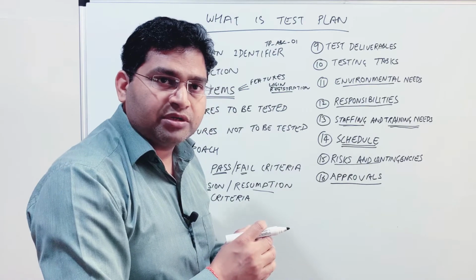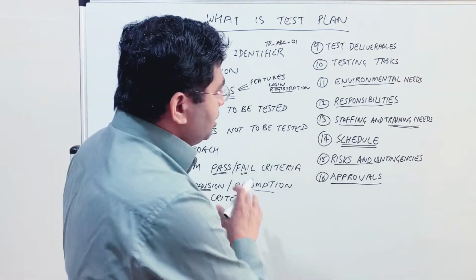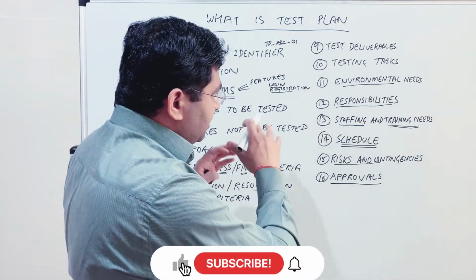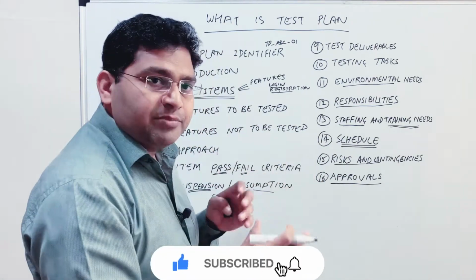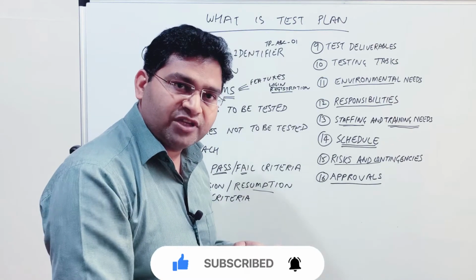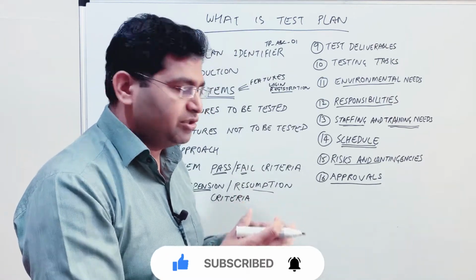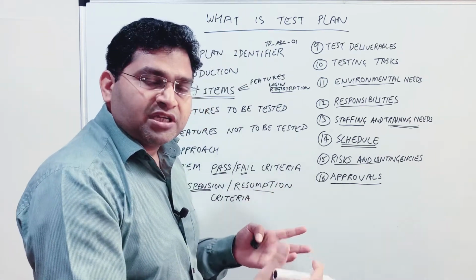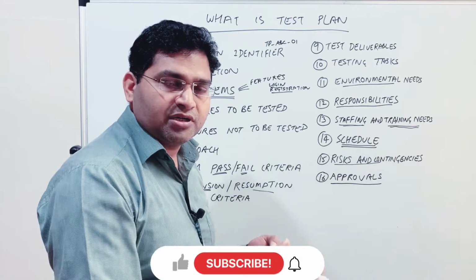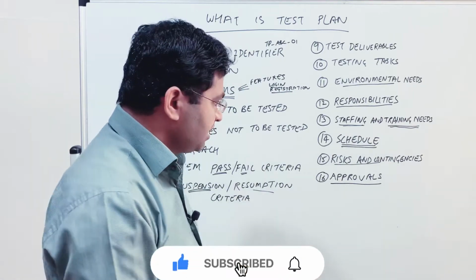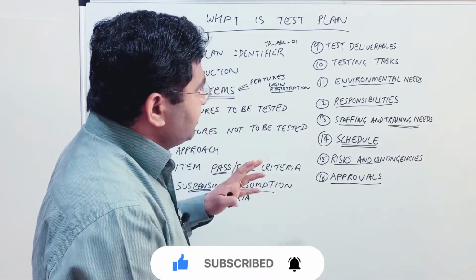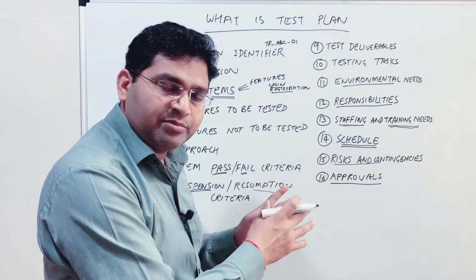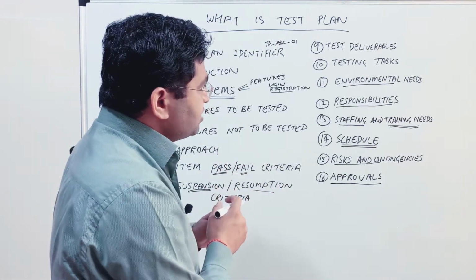It doesn't matter which organization you go to, you will find these sections in every place. There might be a difference in naming convention or the terminology that they use, but these sections will definitely be there, along with some more sections if it is relevant or specific to that particular project, right? So these are the key sections of a test plan that should be there in any test plan.